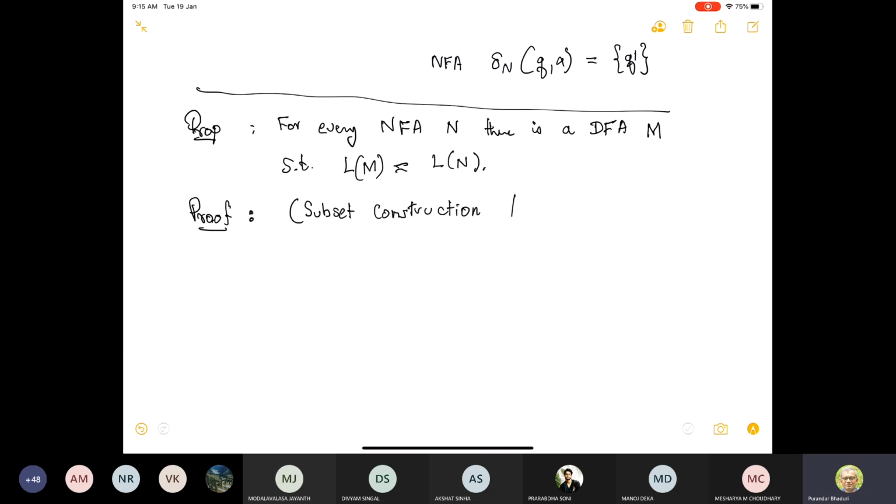Also sometimes called the power set construction. So this is a famous result in computer science, and it is relatively easy, unlike many other famous results, right? So how do we do it? Well, let's start with an NFA N.